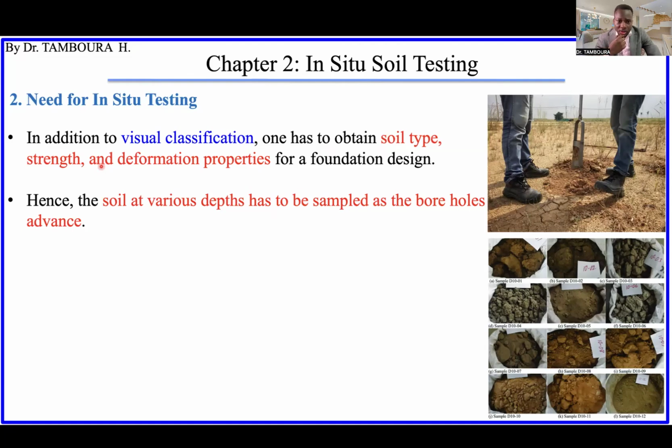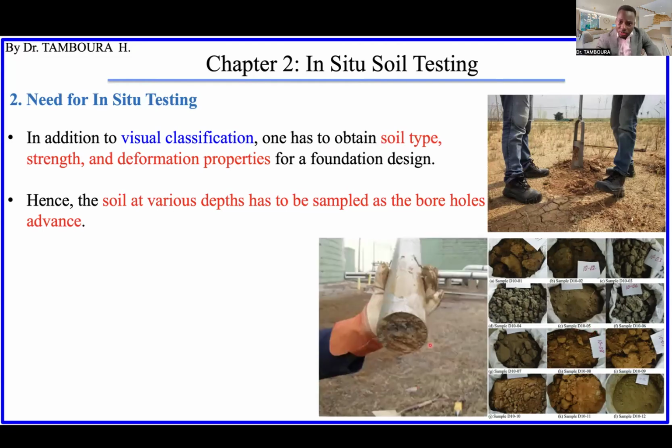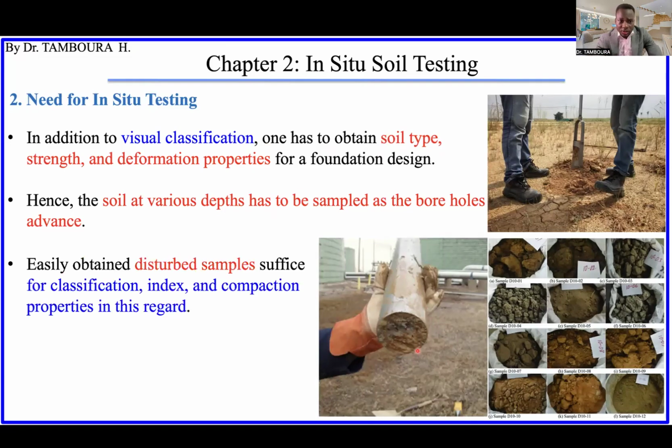design. Because of that, we need to take soil samples while you are making progress, like when you are going deeper in the borehole. You take soil samples from time to time. Taking this kind of sample is good, but not enough. So we also have this kind of soil sample that is much better for getting advanced soil properties. To easily obtain this kind of soil sample, we can call it an easily obtained disturbed sample.